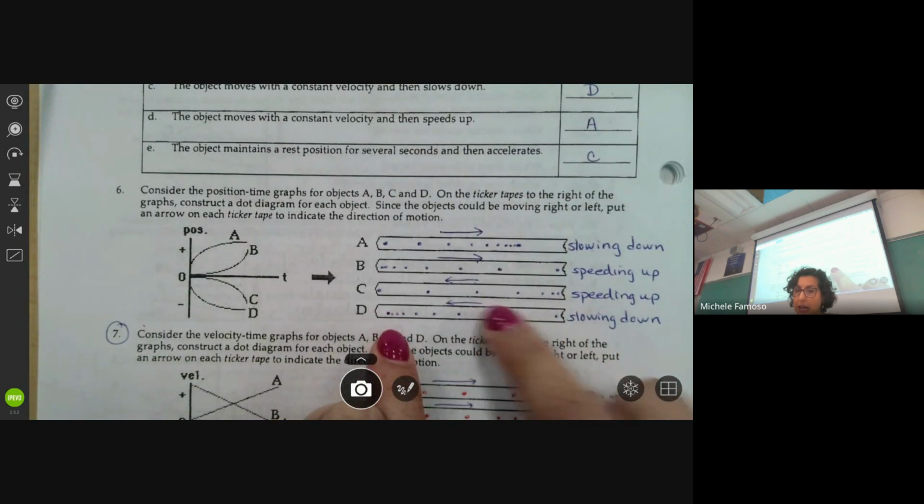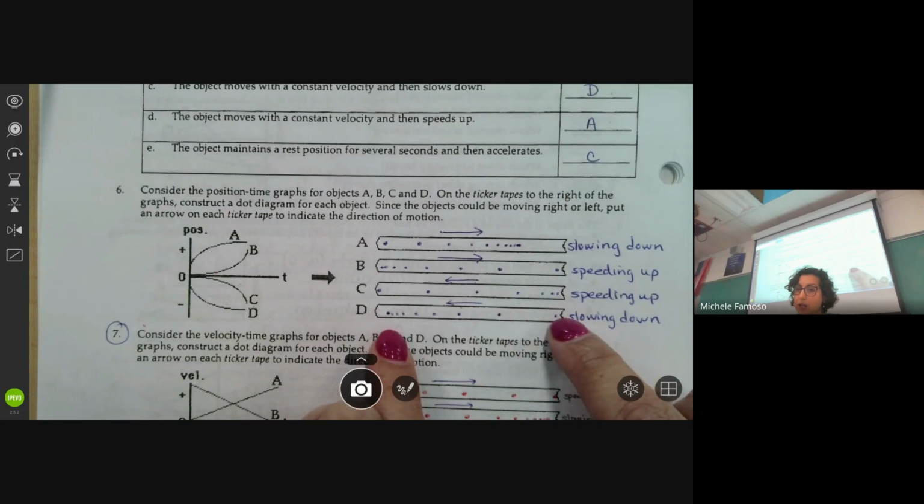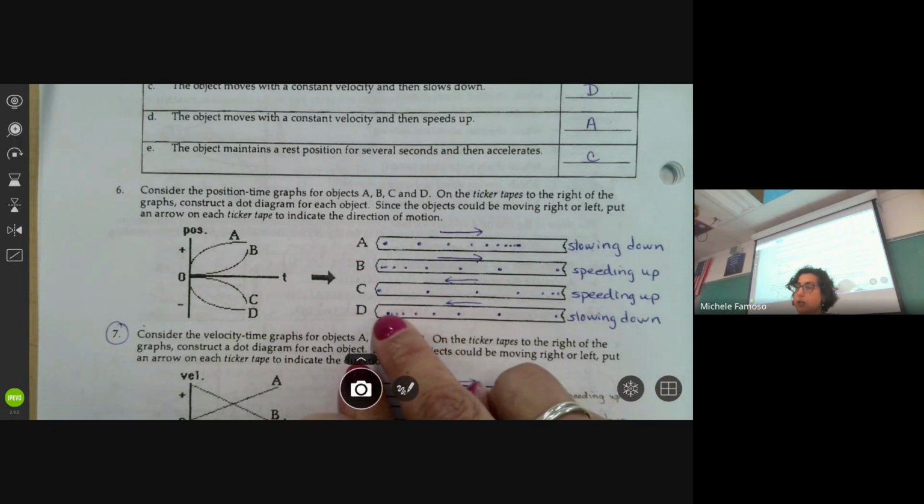D, arrow to the left because we're traveling leftwards, negative direction. These dots get closer and closer together as we move in that direction.